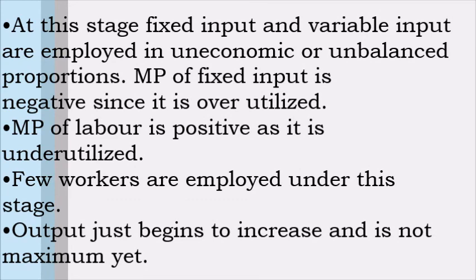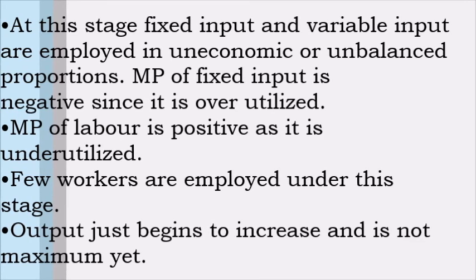The fixed input is now employed intensively as a few workers have been employed at this stage. The increase in output is basically due to the overexploitation of the fixed input, land. The marginal product of the fixed input is negative since it is overutilized. The MP of labor is, however, positive as it is underutilized. Only a few workers are employed at this stage. Output just begins to increase and is not maximum yet.